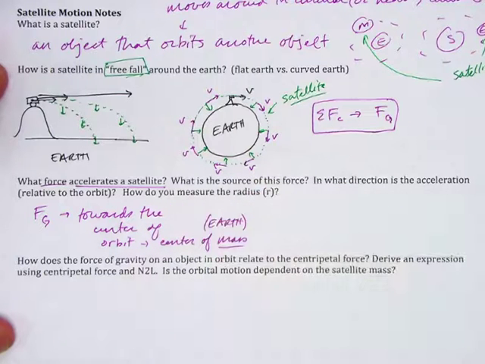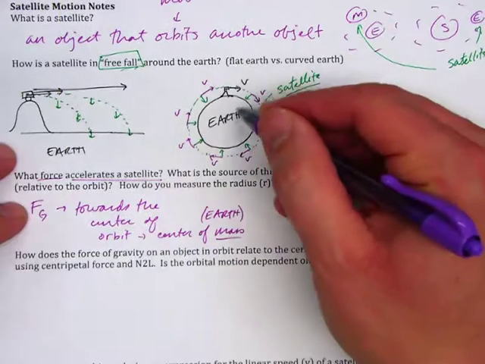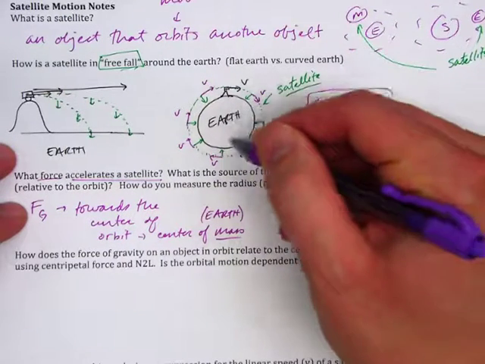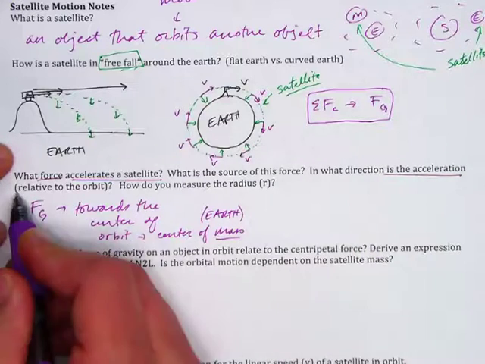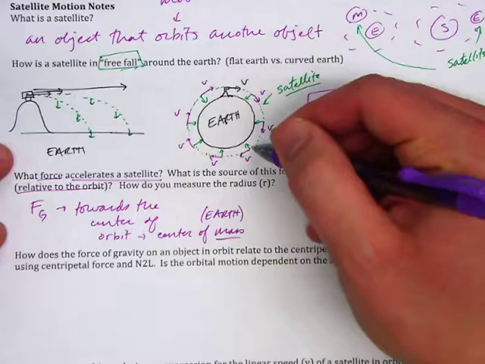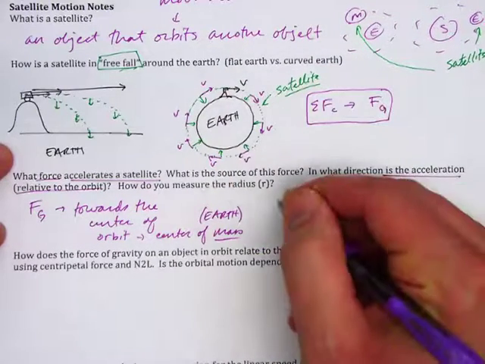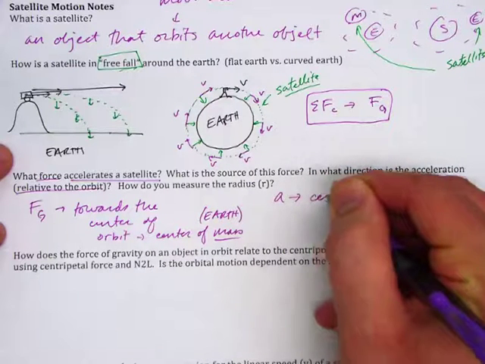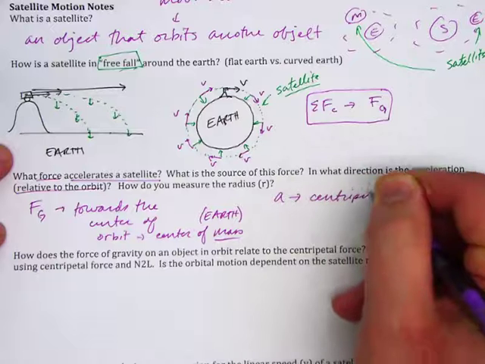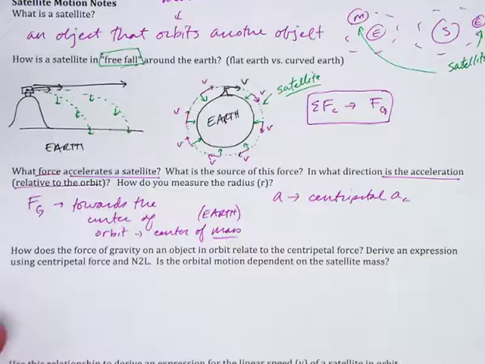So what happens is this direction of the force towards the center of the Earth is also the direction of the acceleration relative to the orbit. So if it's being pulled towards the center, the acceleration is always towards the center. So this acceleration becomes a centripetal acceleration because it's towards the center of the path of this satellite moving in circular motion.